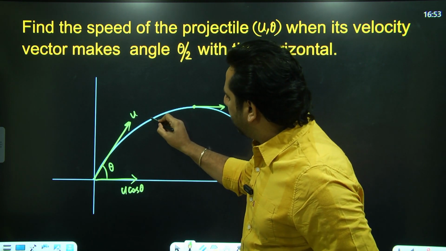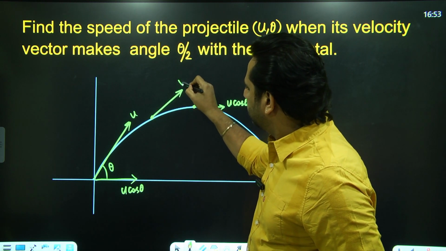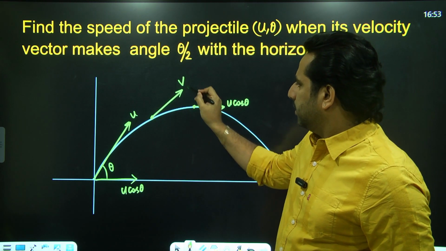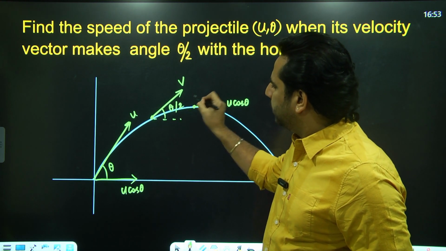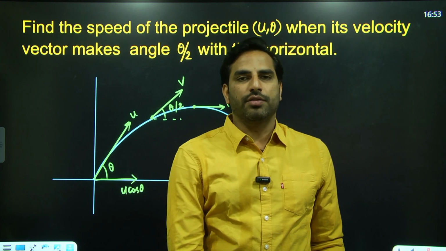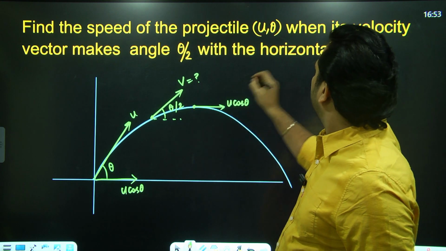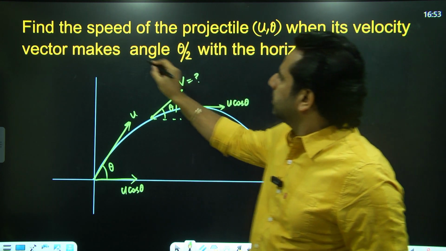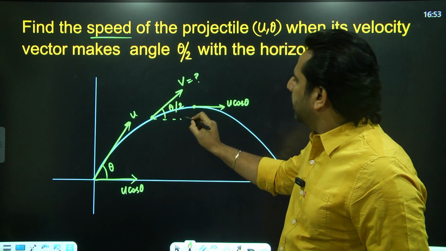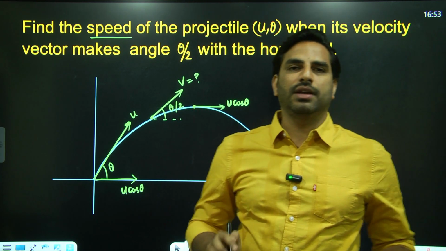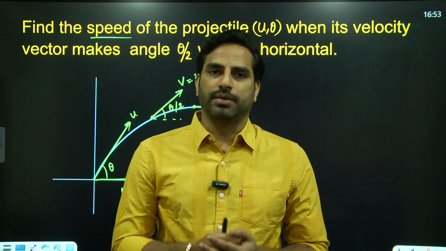So there is one point during its ascent where the magnitude of velocity is v, and it makes angle theta by 2 with the horizontal, half of the angle of projection. The question is, find that v, the magnitude of velocity. Find the speed of the projectile when its velocity vector makes an angle theta by 2 with the horizontal. The first step is understanding the question. Now the second step, applying the right concept.